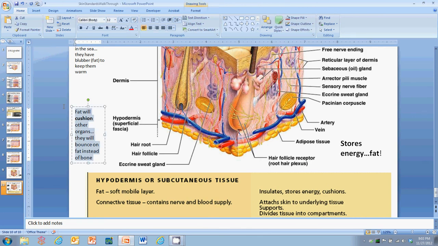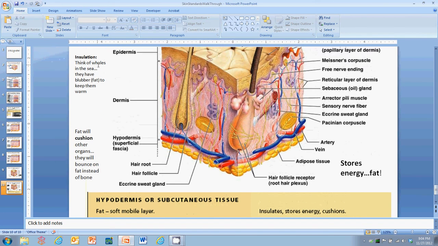Fat is also going to cushion our body. Fat is soft and squishy, so when our organs are hit smack into fat, fat is going to squish and make it so that our organs don't get hurt. If our organs bounce on fat, they're going to be safe. Imagine if your organs hit bone. You jump around and your lungs smack into your ribs. It would be really painful and you'd probably start to bleed, which would be really bad. You want fat so that your organs have cushioning and can move around in your body and not get hurt.